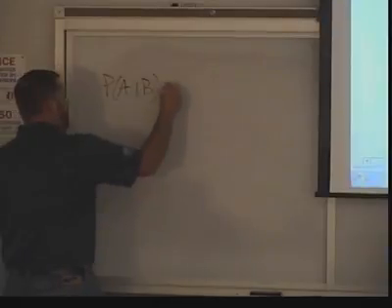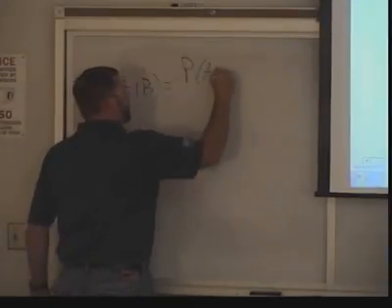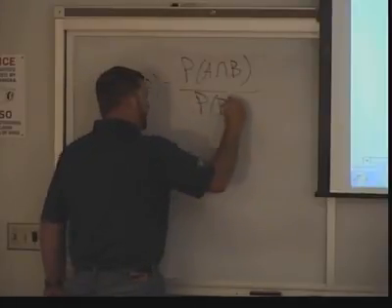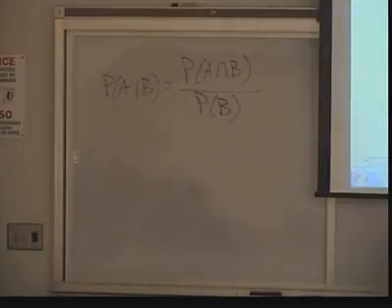Probability of A given B is equal to the intersection of the probabilities divided by the probability of the given event. So there it is. Probability of A given B.